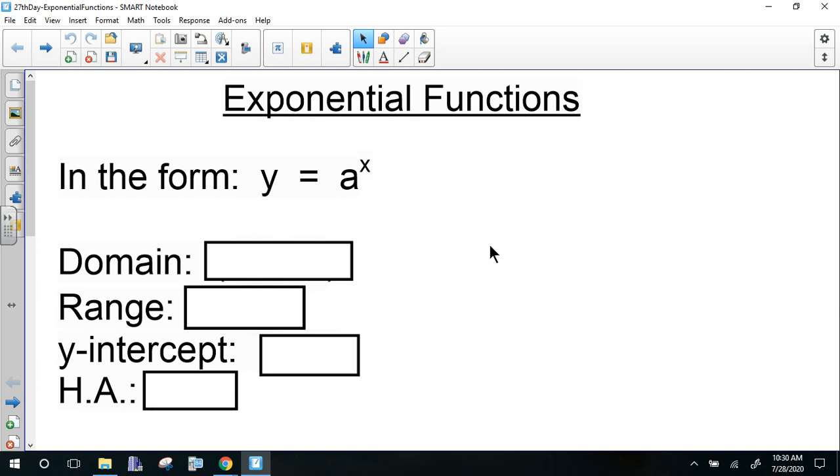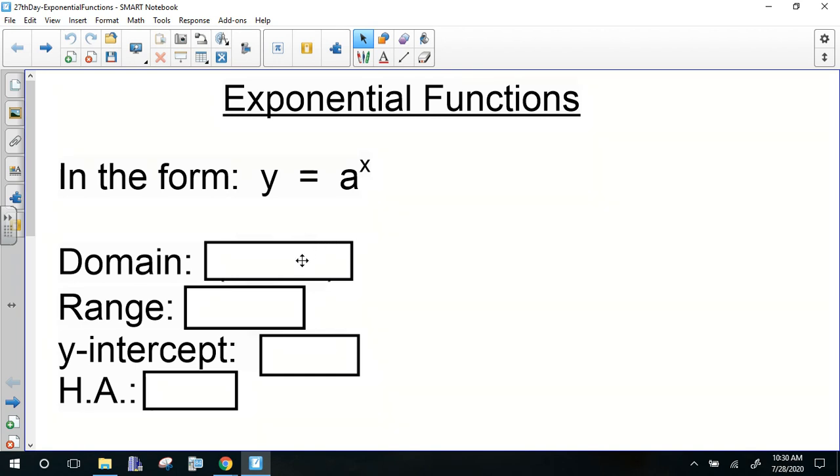An exponential function has a base with an exponent. So in this example, the form is y equals a raised to the x power. A is the base, x is the exponent. So that's the format for exponential functions.